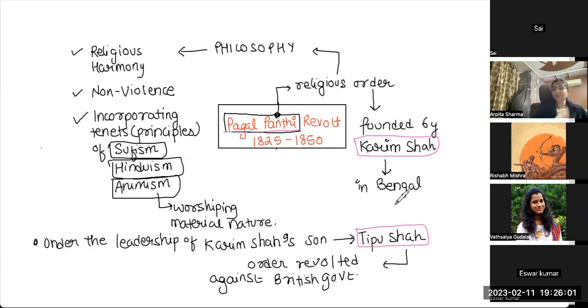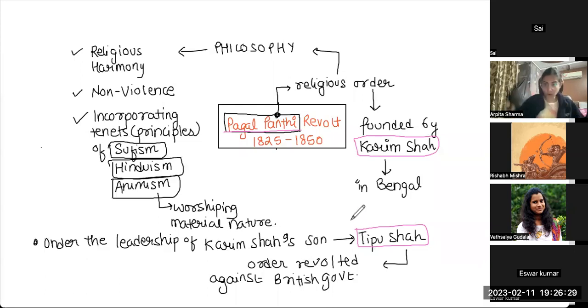Point clear? If in prelims they ask you the question that the Pagalpanthi revolt was undertaken under the leadership of Karim Shah, the answer would be wrong. The revolt was not undertaken by Karim Shah. It was undertaken by Tipu Shah. Revolt hua Tipu Shah ke dwara. Pagalpanthi order ki rachna ki hai Karim Shah ne. The order was established by Karim Shah. Revolt happened under Tipu Shah. Please keep this in mind.